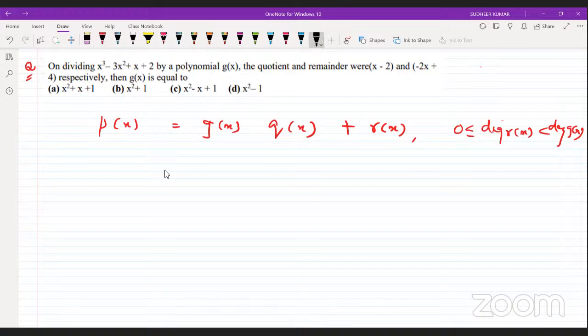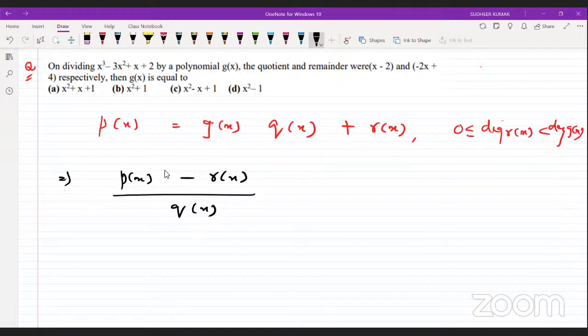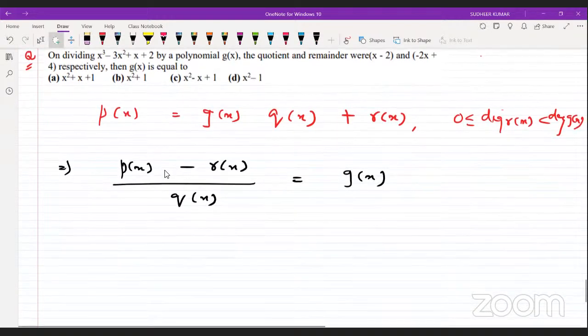So from this we can write, we want g of x only. So let us separate g of x. It is easy to get the result. So p of x minus r of x by q of x equal to g of x. You have to find g of x only. So p of x is x cube minus 3x square plus x plus 2 minus r of x.